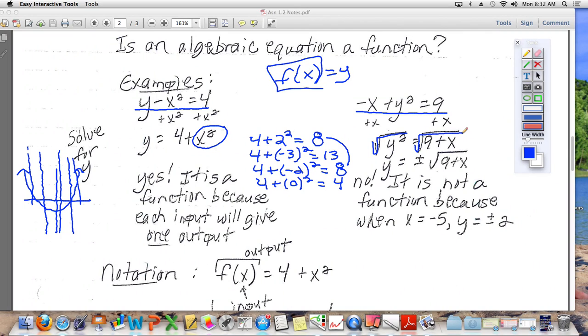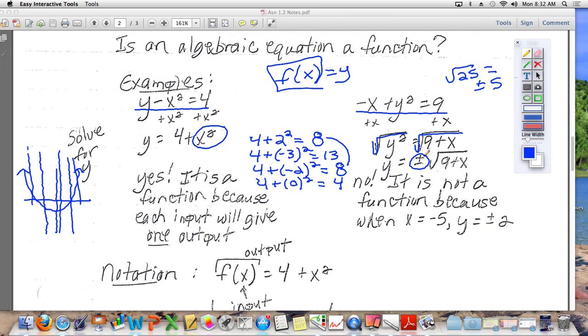For example, let's say you have the square root of 25. Well, if you take the square root of 25, what kind of answers do you get? 5. You get 5 and you get negative 5. You have two answers. So just like over here, when you take the square root of 9 plus x, you get two answers. You have a positive and a negative square root of 9 plus x. So now, if you put an x value in for x, how many possible answers could you get out? You could get two answers out.